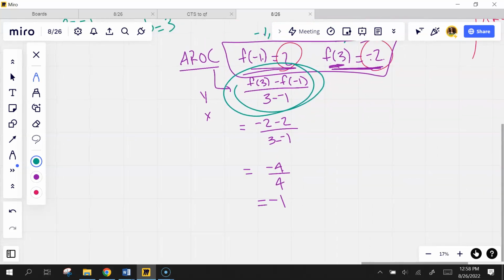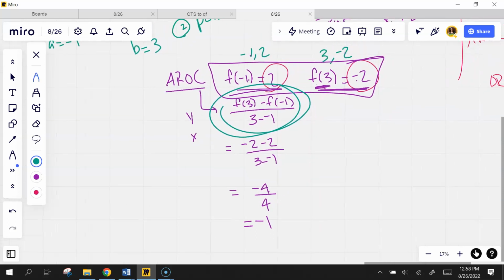Bert, you are killing me. What? Because it's the y values, -2 minus 2. Yes.